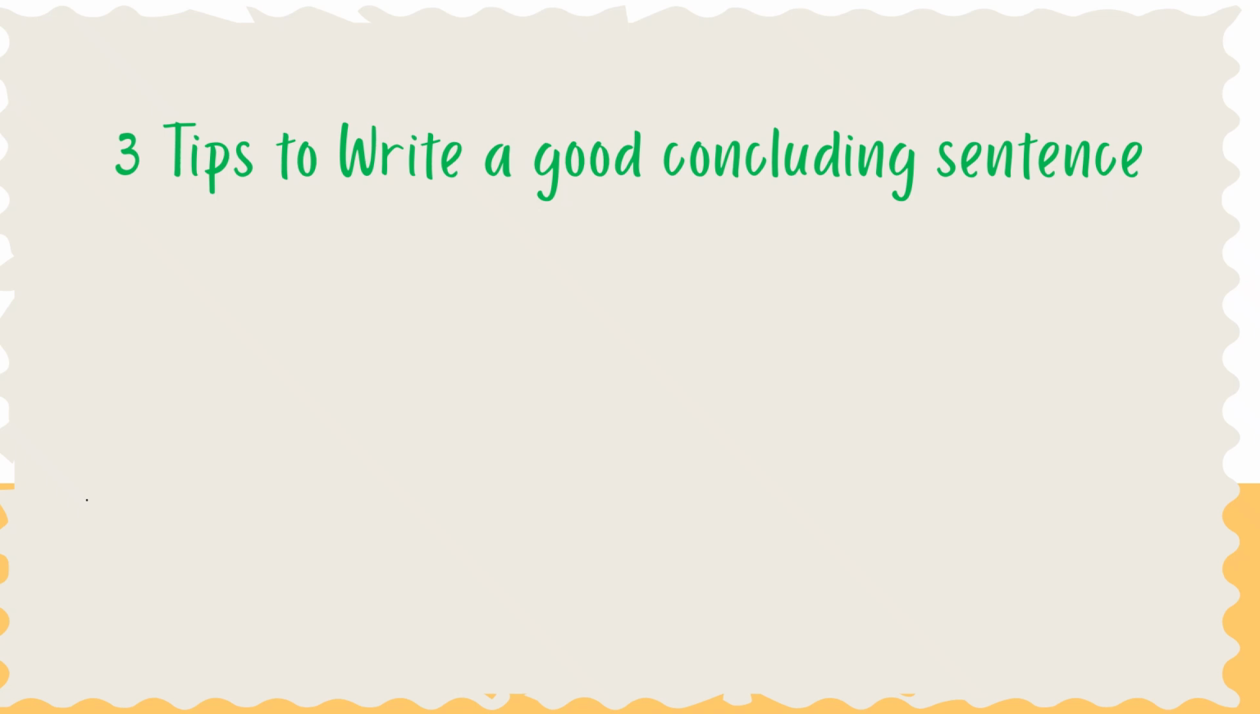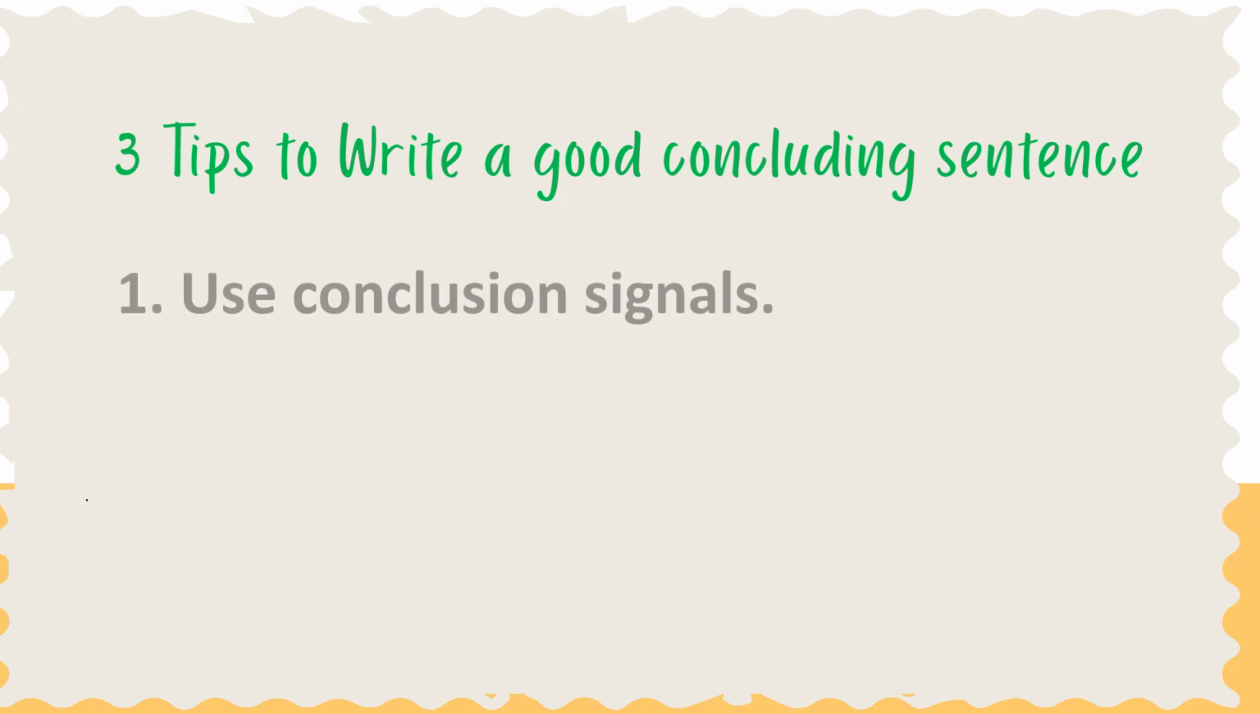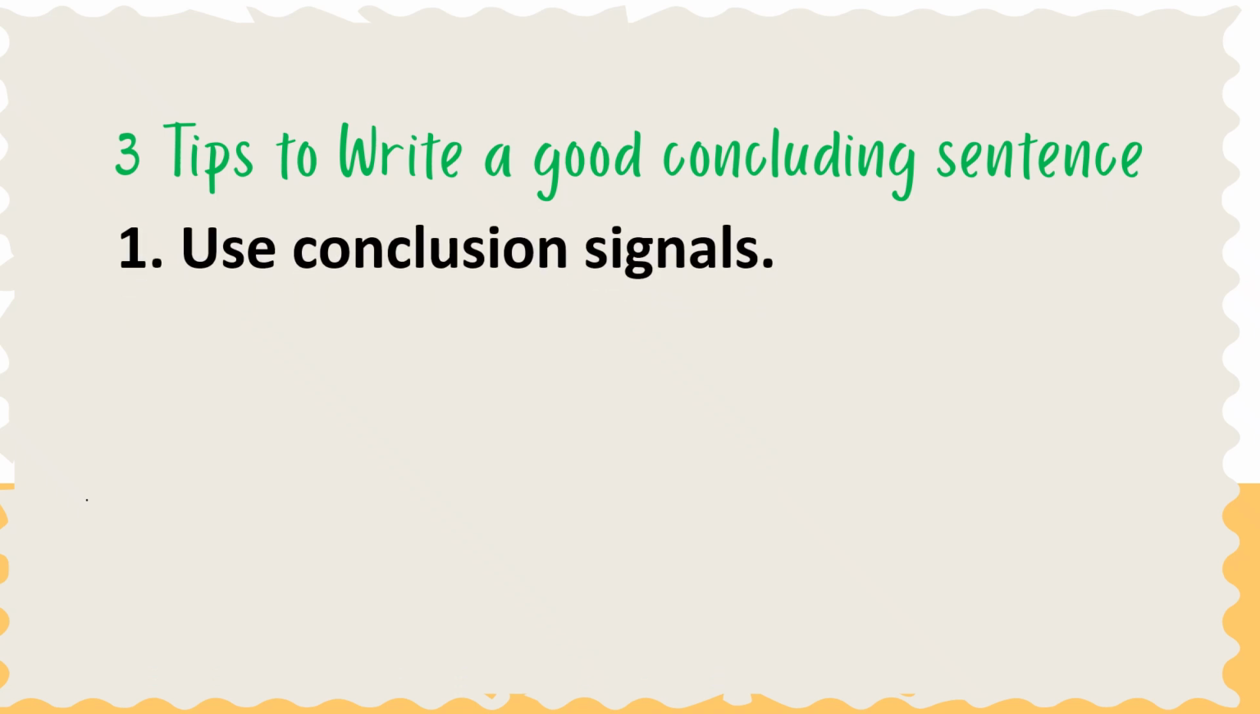Okay, let's summarize these 3 tips to write a good concluding sentence. First, remember to use conclusion signals to be a good writer, right? To be a considerate writer. When your reader sees your conclusion signals, then he can tell that, oh, this is the concluding sentence.